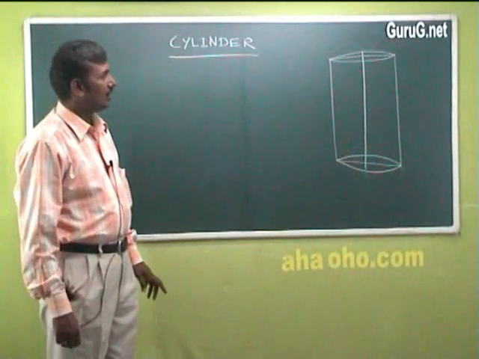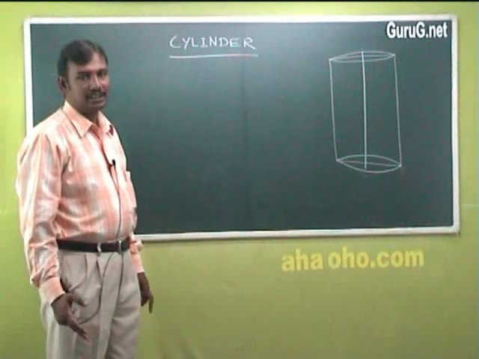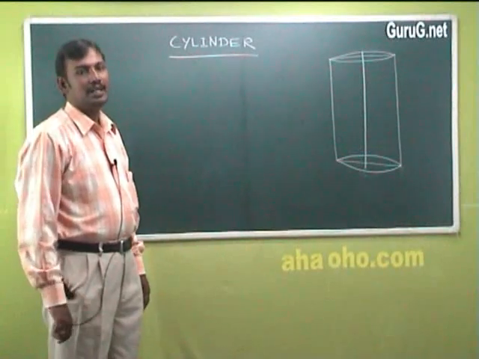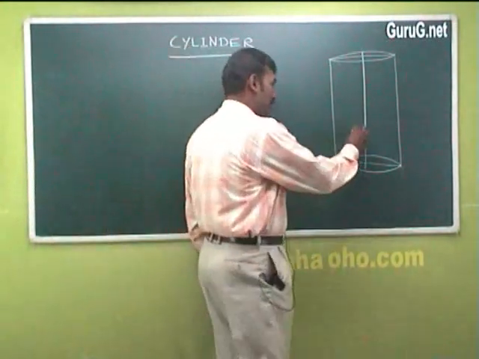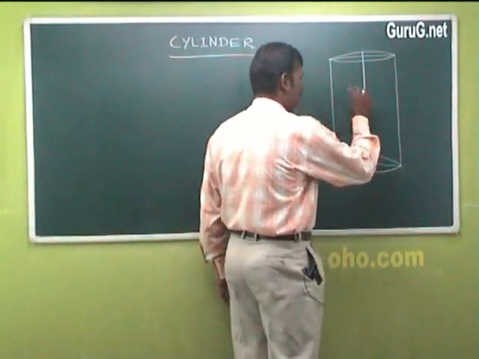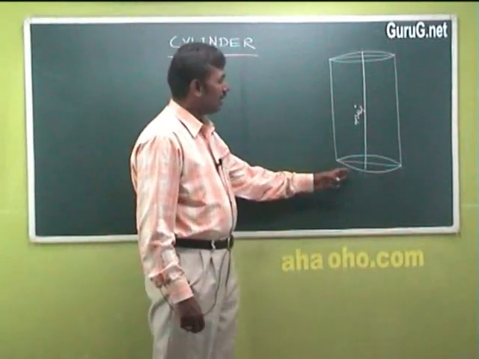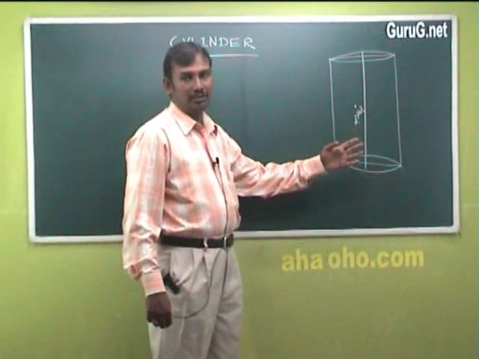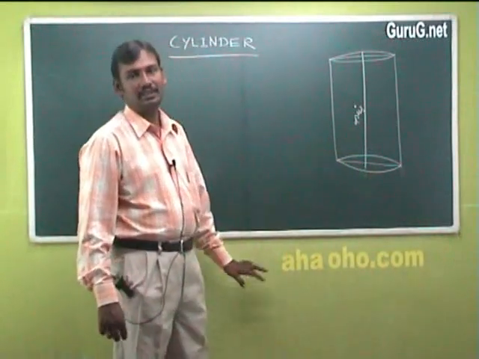Right? Cylinder is nothing but what? A surface generated by a straight line which is parallel to a fixed line. So this fixed line is called what? Axis, and it satisfies one more condition. It intersects with a given curve, which is called the guiding curve. That is a cylinder.